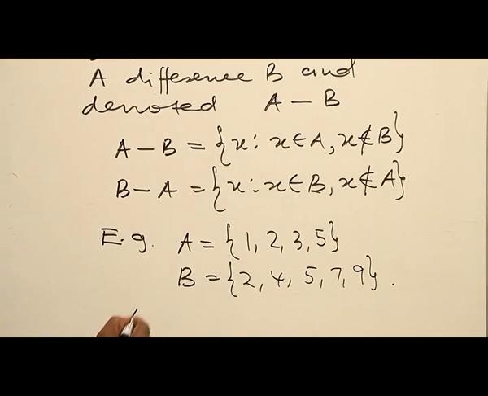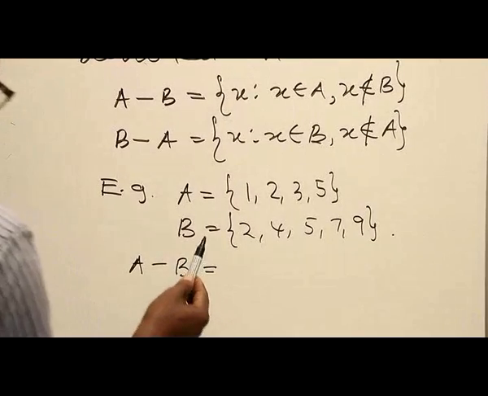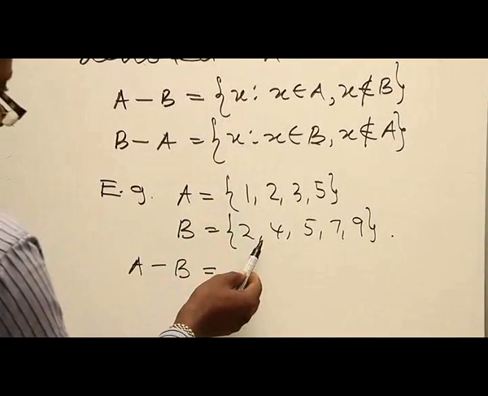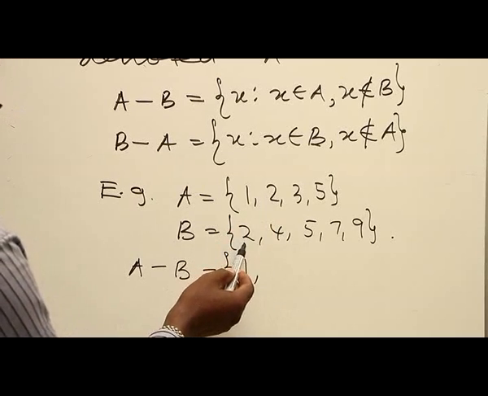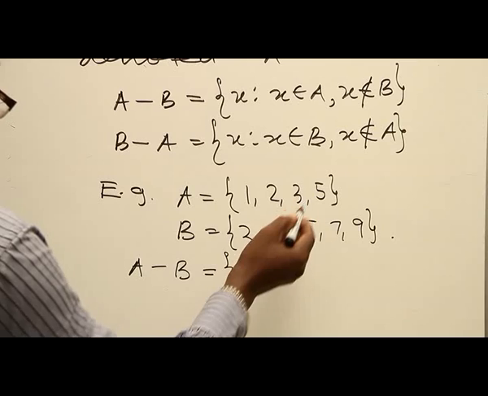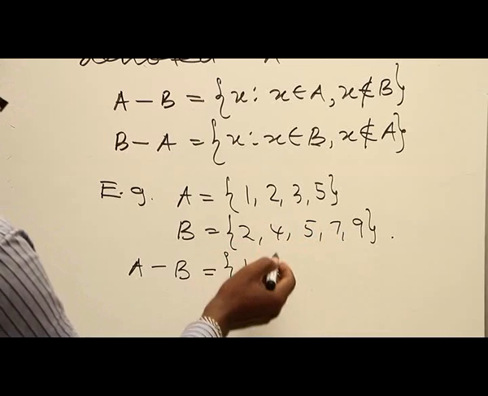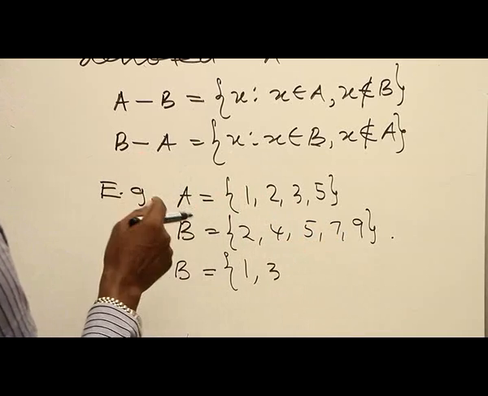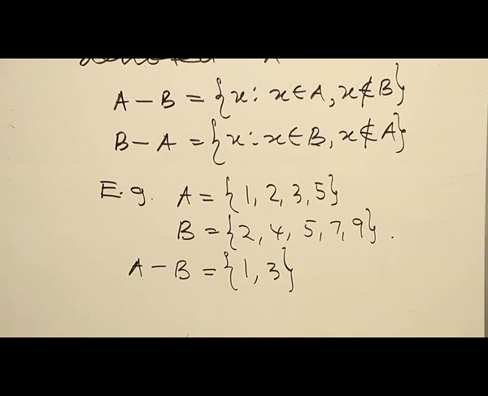Good. So our A difference B will be equal to, what are the elements that are in A that are not in B? 1 is in A, you can see that. 2 is in A and 2 is in B. 3 is in A, and then 5 is in A and 5 is also in B. Even though 7, 9, 4 are in B, the elements that are in A that are not in B is our interest. So they are 1, 3. These are the two elements that are in A which are not in B.